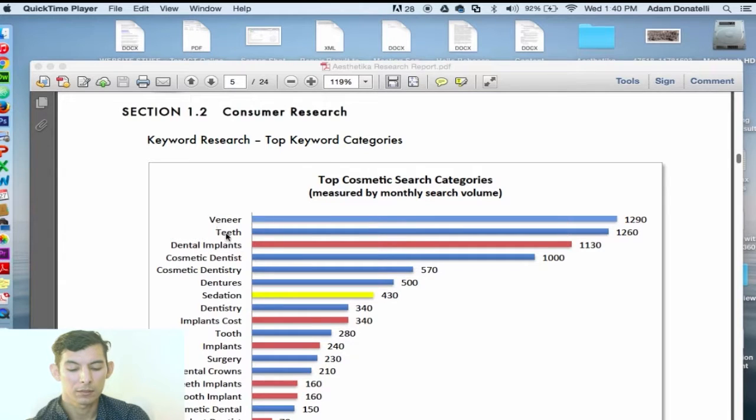Same thing for teeth and dental implants. There's a combination of keywords that fit. So by looking at those, merging all those keywords, we're getting a better glimpse as to what's truly most popular. And in this report here, we're seeing veneers is the most popular service. But still, there's more crunching to be done.